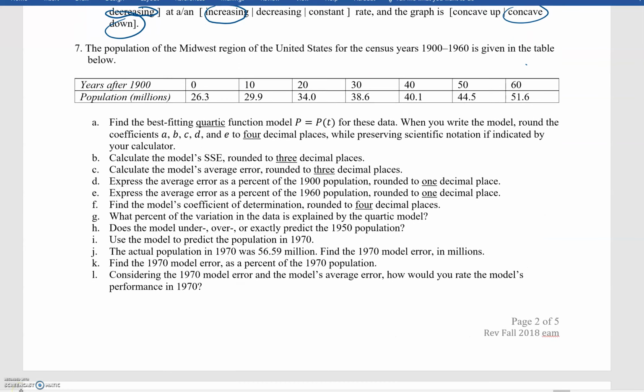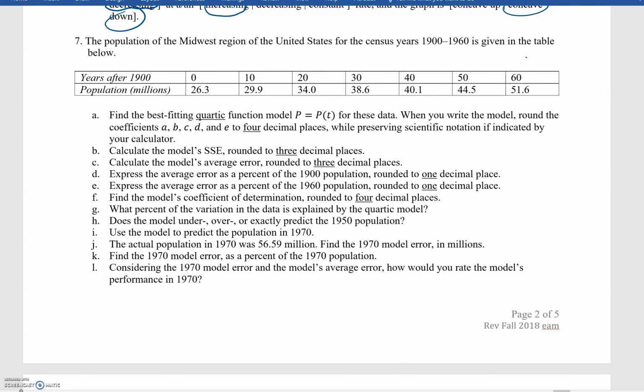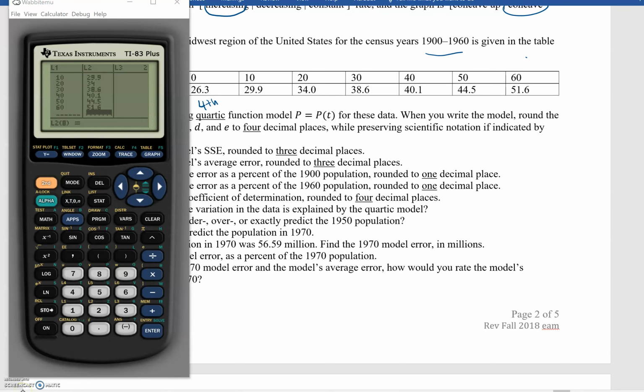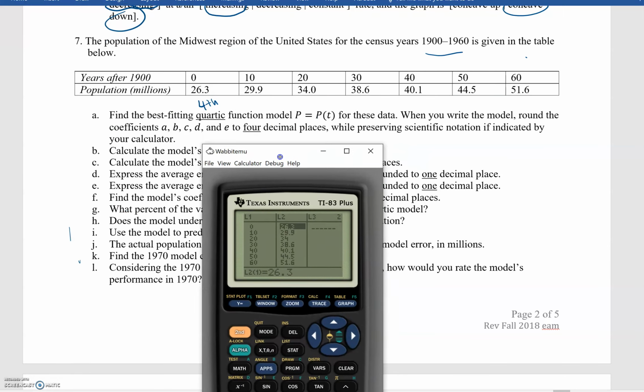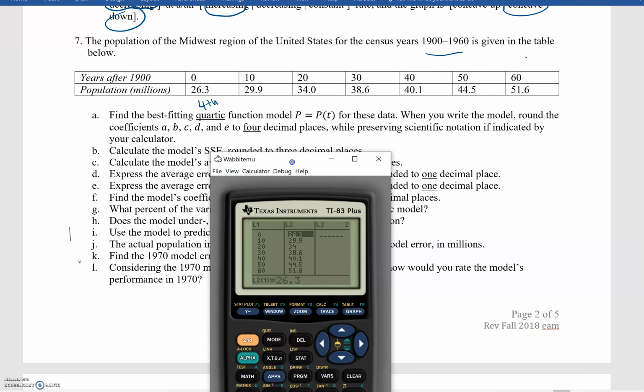Let's move on to number 7. The population of the Midwest region of the United States for the census years 1900 to 1960 is given by the table below. And then we want to find the best fitting quartic function. That's a 4th degree. And then do a bunch of stuff with it. So to save me a little bit of time, I'm going to enter this data off camera. Alright, so I just went ahead and entered all this data into my list editor. There it is.